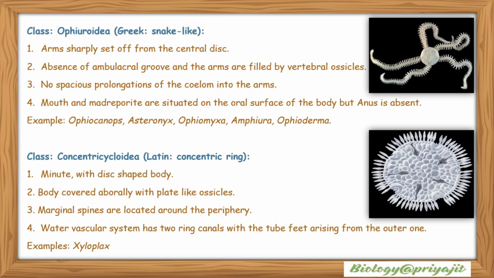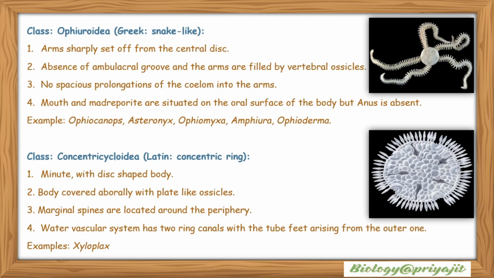Class Ophiuroidea, their arms are sharply set off from the central disc. Their ambulacral groove is absent and the arms are filled by vertebral ossicles. There are no spacious prolongations of the coelom into the arms. Their mouth and madreporoid are situated on the oral surface of the body, but anus is absent. Examples: Ophiocanops, Asteronyx, Ophiomyxa, Amphiura, Ophioderma.